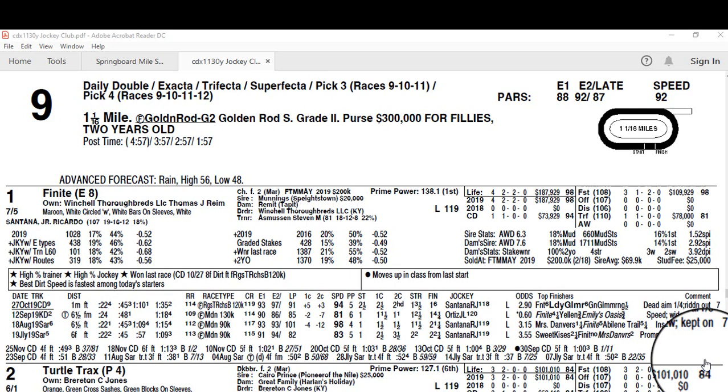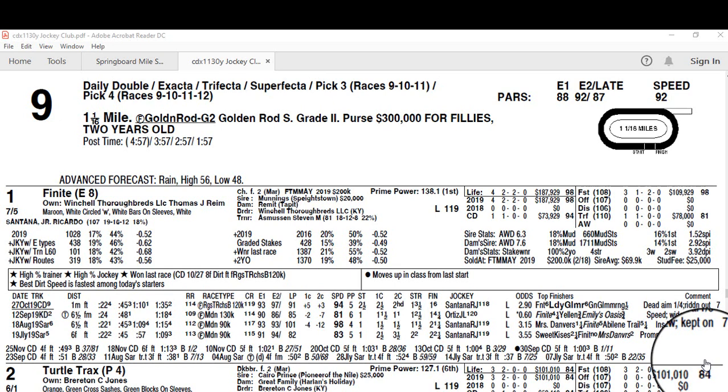And these are the past performances that you could get for free if you're a TwinSpires account holder or a Keeneland Select account holder. You can get them for free as long as you download and bet on that particular track.